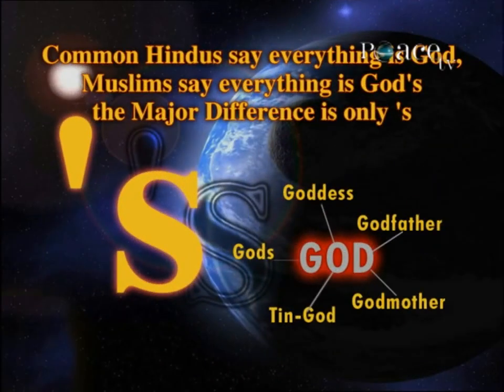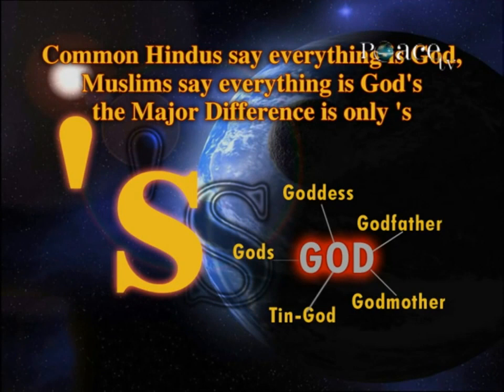G-O-D with an apostrophe S. Everything belongs to God. The tree belongs to God, the sun belongs to God, the moon belongs to God, the human being belongs to God, the snake belongs to God. So the major difference between the common Hindu and the common Muslim is that the common Hindu says everything is God. We Muslims say everything is God's, G-O-D with an apostrophe S. The major difference is only the apostrophe S.